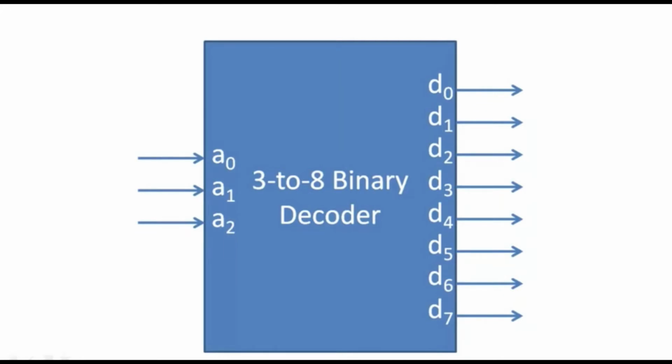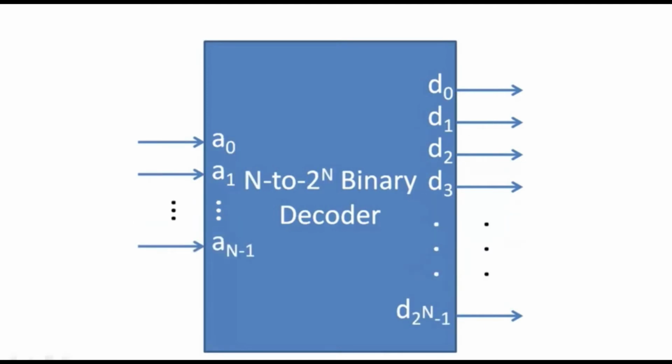Once we have designed a binary decoder, we abstract its content and represent it with a box that receives a binary code and outputs a set of data outputs that correspond to the different minterms. Generally, each binary decoder will have n inputs and 2 to the n outputs.